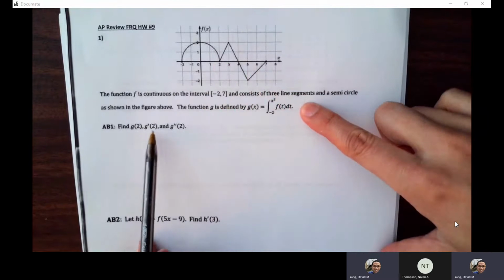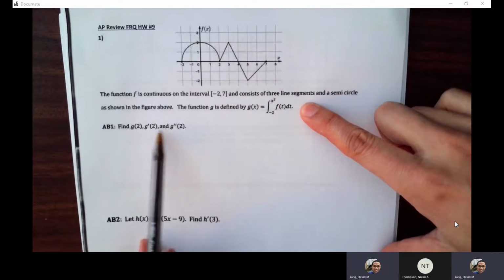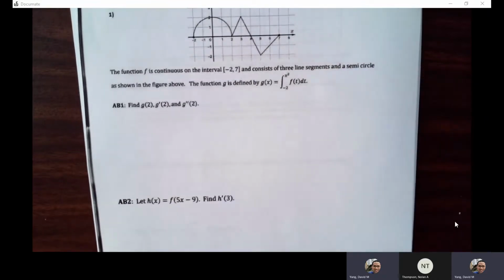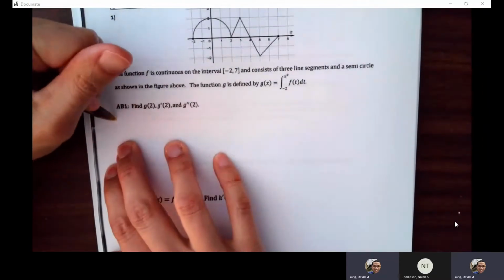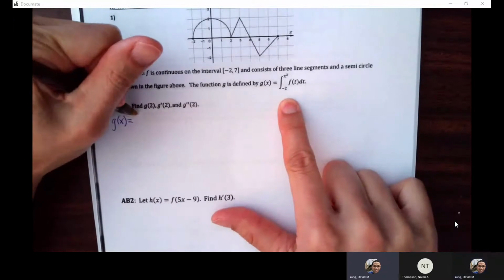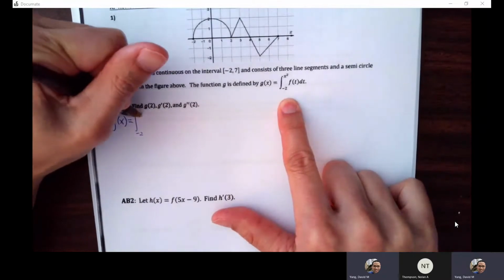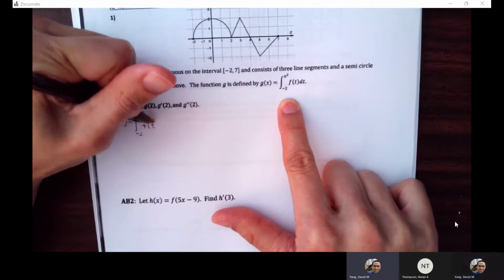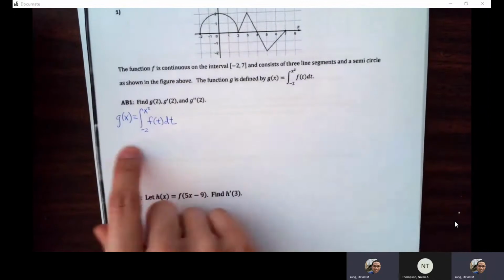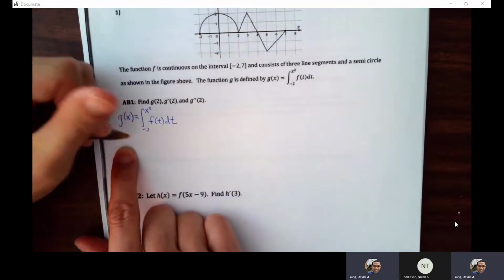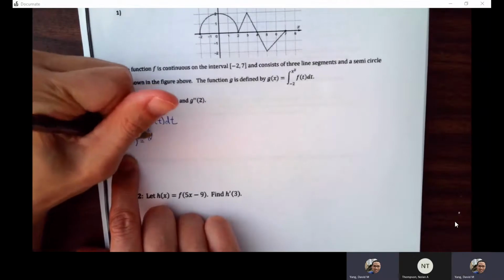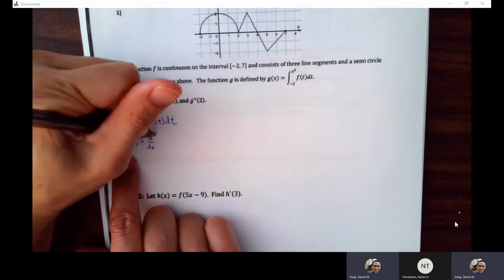But I want to talk about how to get to g prime and g double prime so that we can evaluate them at 2. So if I want to find g prime of 2, I need to find the derivative of g of x. So I'm going to write g of x down here again. If I want to find g prime, I have to involve the second theorem because I have to find the derivative of this expression.